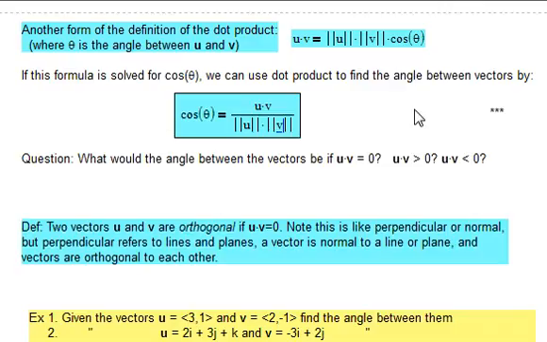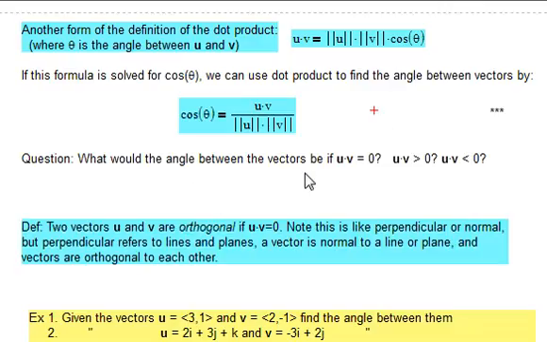I don't know if you see what that gives us, but that gives us a way that, given vectors u and v, we can now find the cosine of the angle between u and v, and hence, with the dot product, find the angle between the vectors u and v just by using inverse cosine.